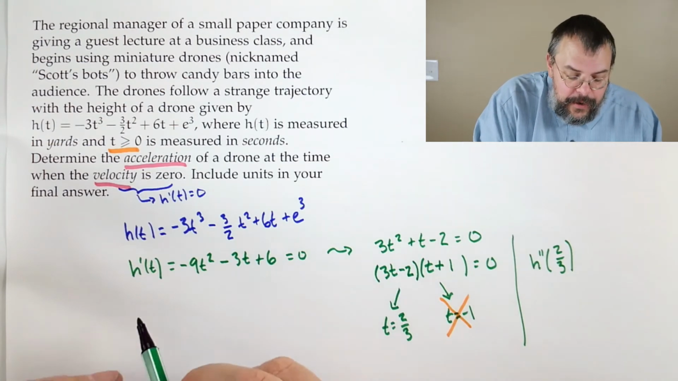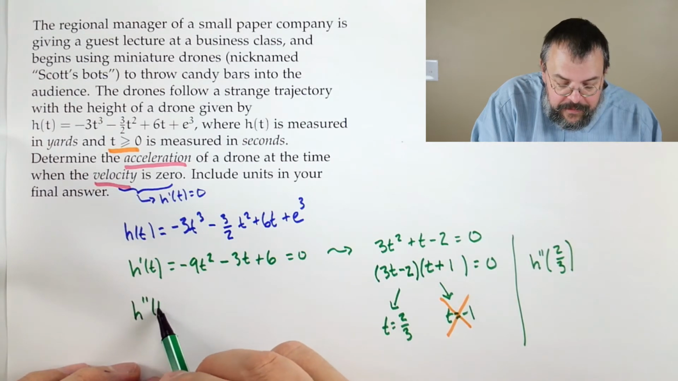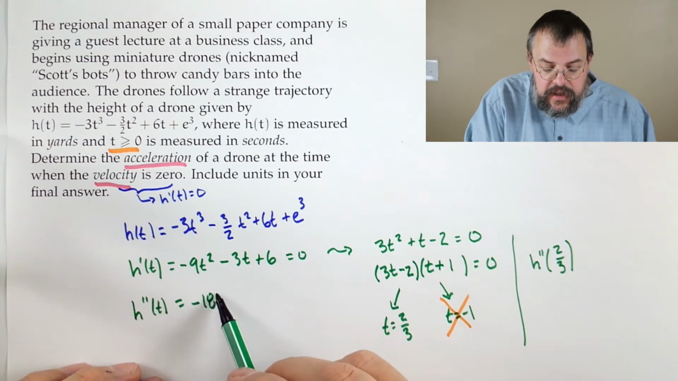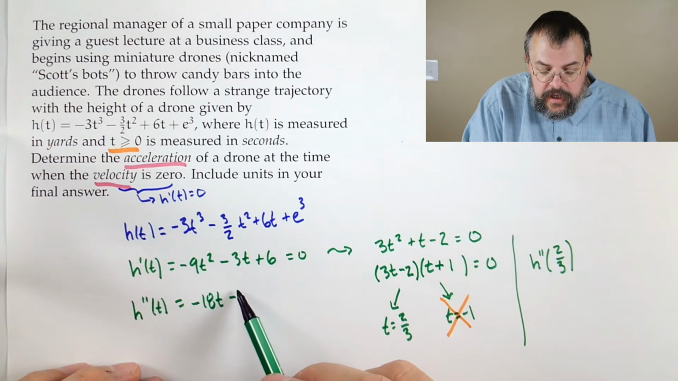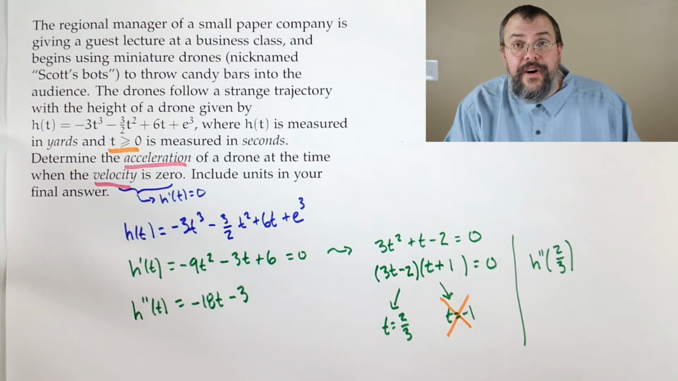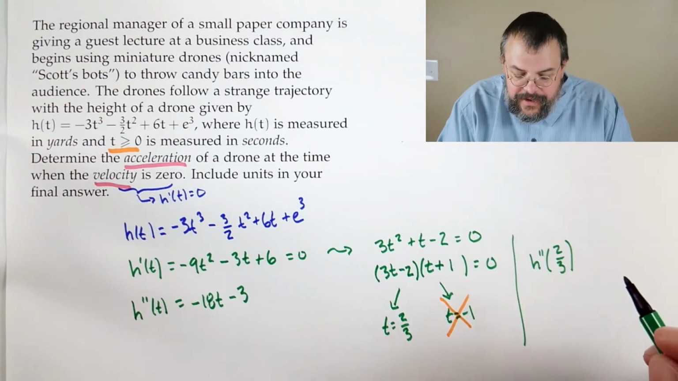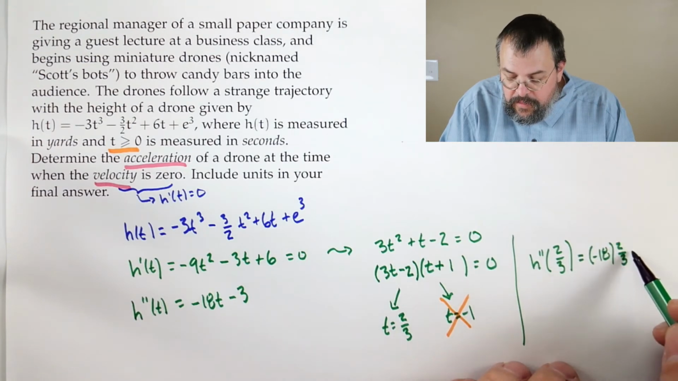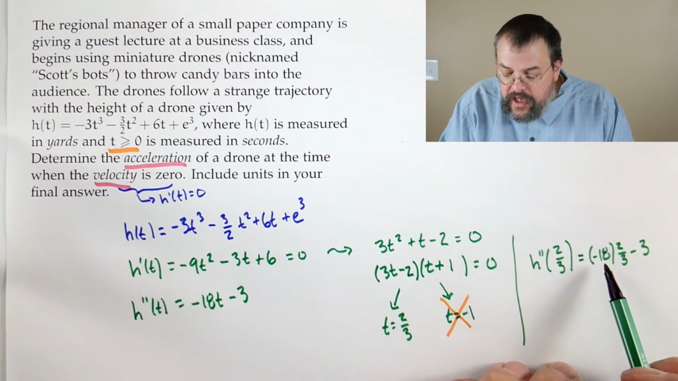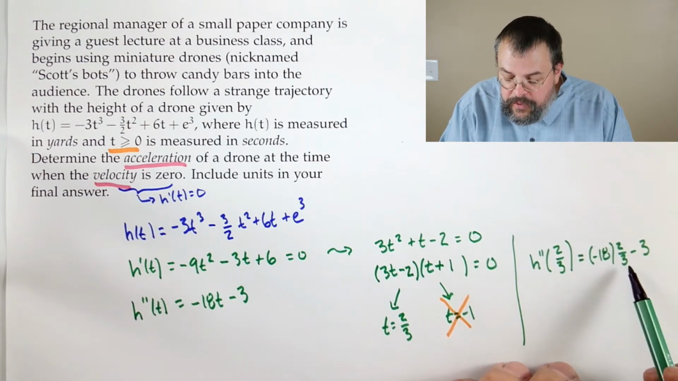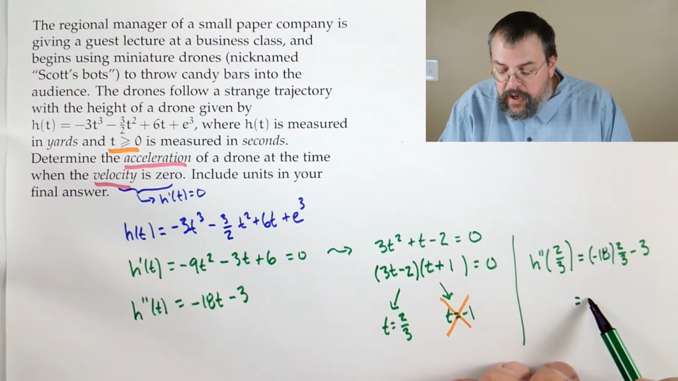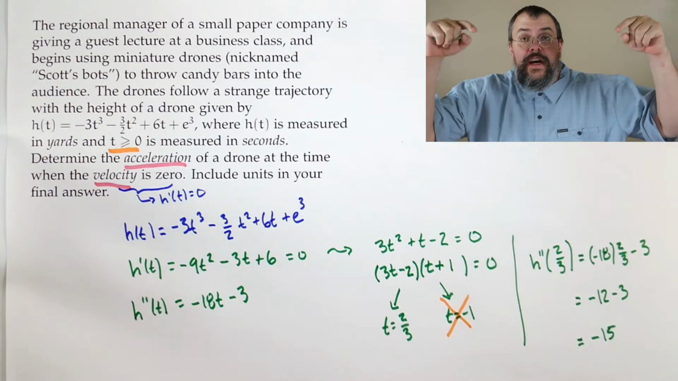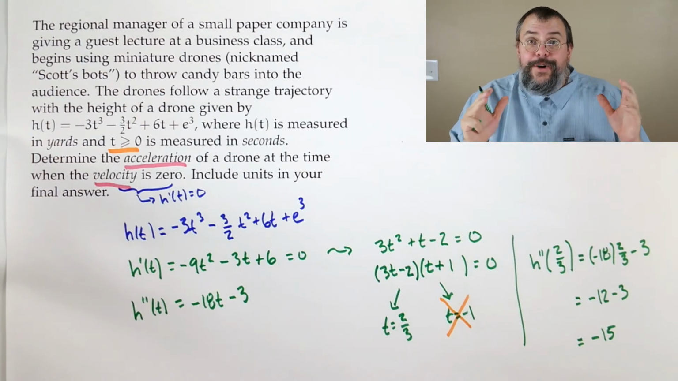All right, so here we go. Let's figure out what our acceleration is. H double prime of t. Derivative of minus 9t squared is minus 18t. Derivative of negative 3t, negative 3. Derivative of plus 6, 0. Good. So we're going to get minus 18 times 2/3 minus 3. So minus 18 times 2/3, well, 3 goes into 18, that's minus 6 times 2 is minus 12 minus 3, which is minus 15, which means it's going down quickly.